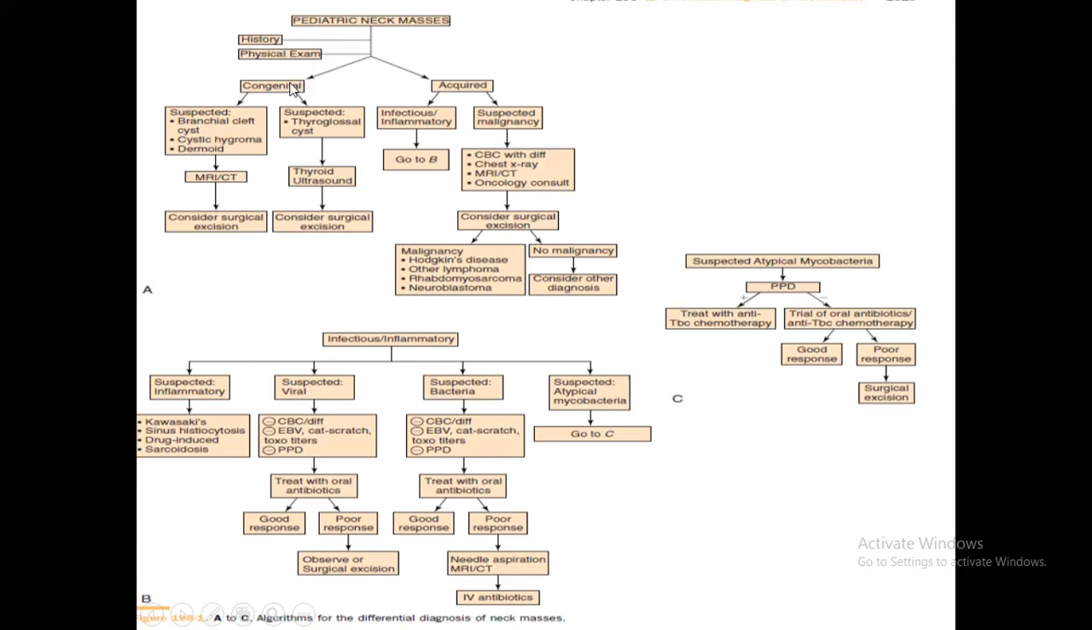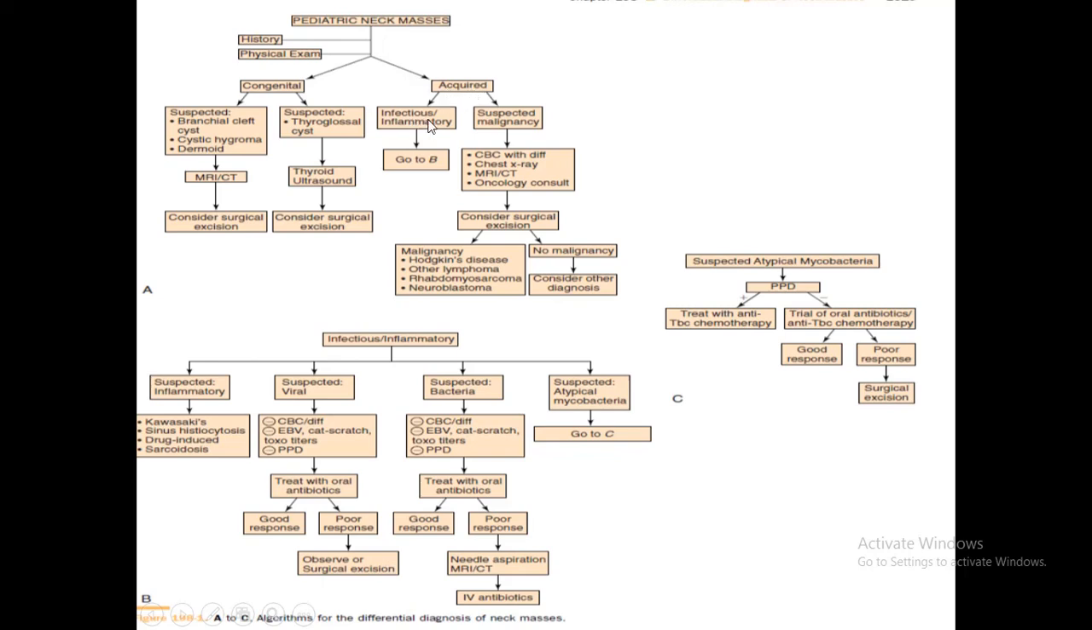If it turns out to be congenital and you are suspecting a branchial cleft cyst, cystic hygroma, dermoid or teratoid cyst, then go for a CT scan or MRI and consider surgical excision. If you are suspecting a thyroglossal cyst, then you should go for an ultrasound of the thyroid, and then consider surgical excision.